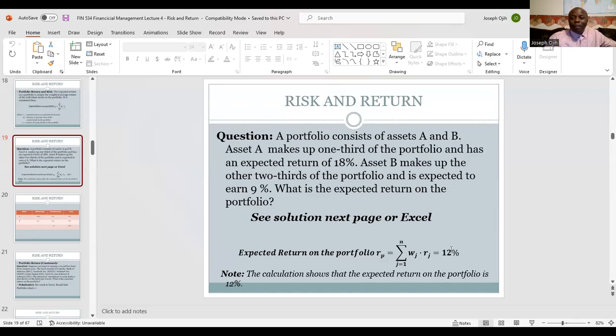I'm very sure you enjoy this. So you can see that it's very simple to calculate portfolio return. I used a portfolio that consists of only 2 assets. But in real life, you have portfolios that comprise many assets. That is when you can now do more calculations.